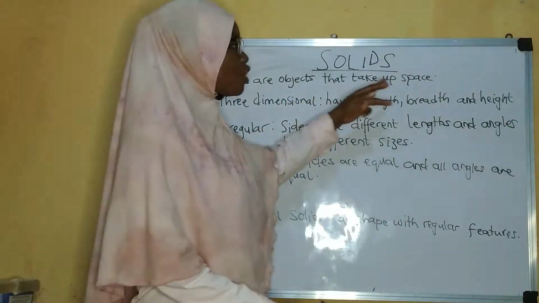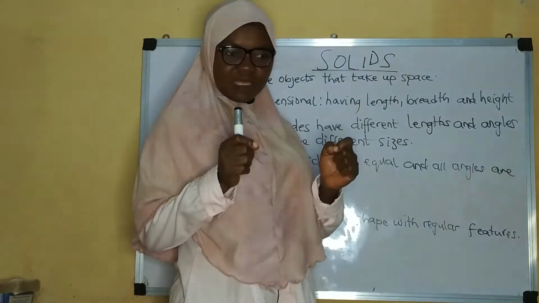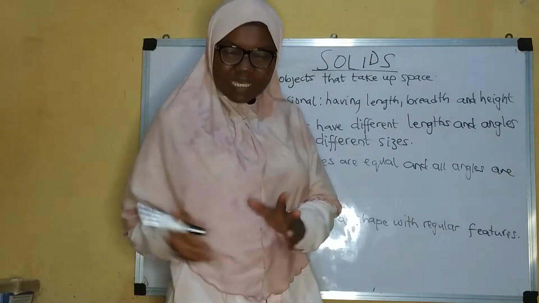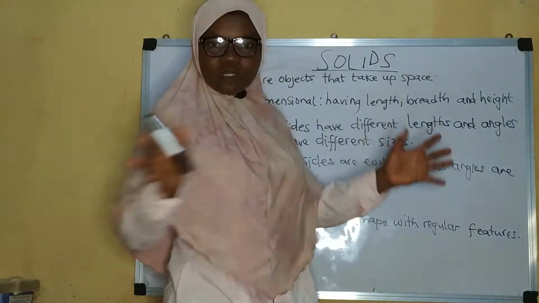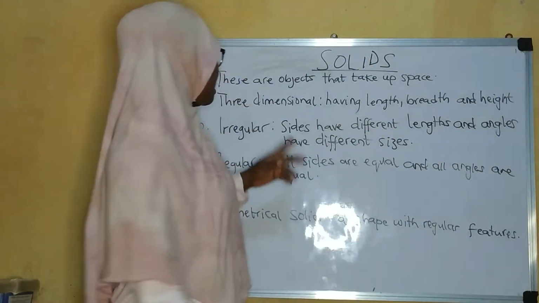What are solids? Solids are objects that take up space. Any object whatsoever that has the ability to take up a particular space, that can occupy a space, is what? So they are solid. Do you understand?